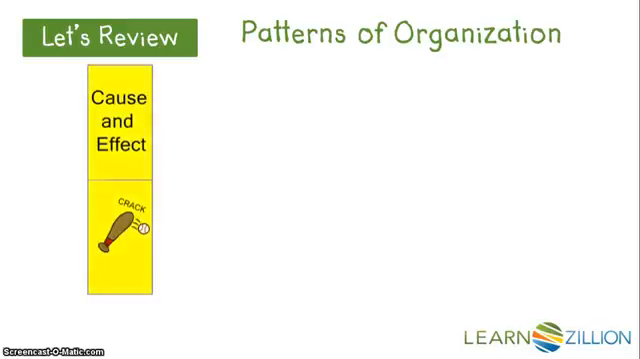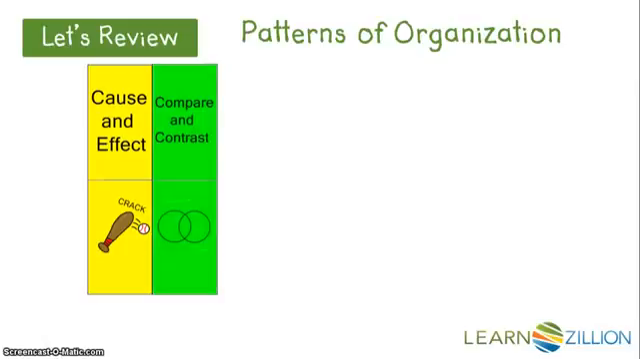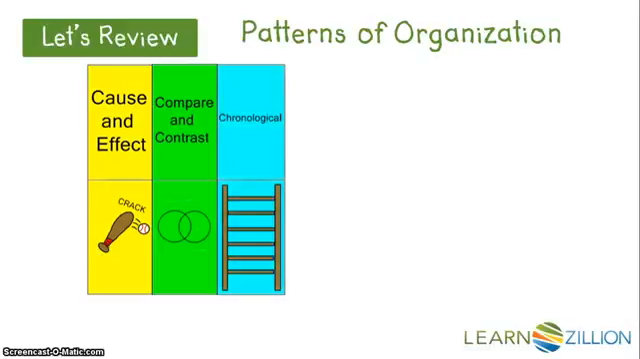One pattern is cause and effect. With this type of writing, the cause is typically discussed first, then the effects are discussed. Another pattern of organization is compare and contrast. An author will use this to show the similarities and differences between 2 items or ideas. Chronological order is another pattern. This is when a story is told in the same order the events occur.